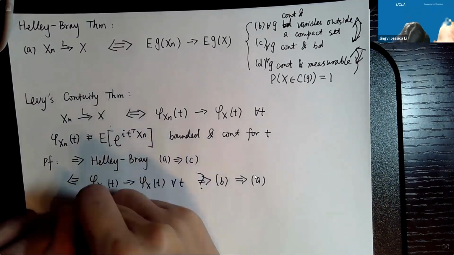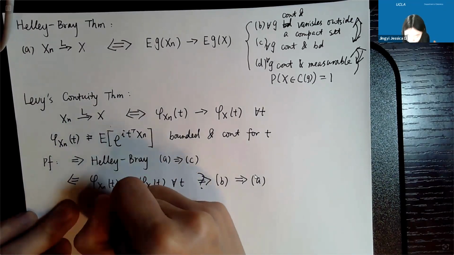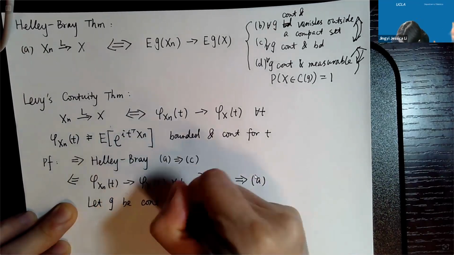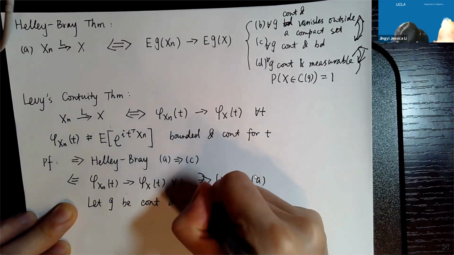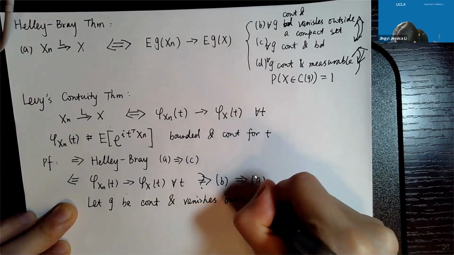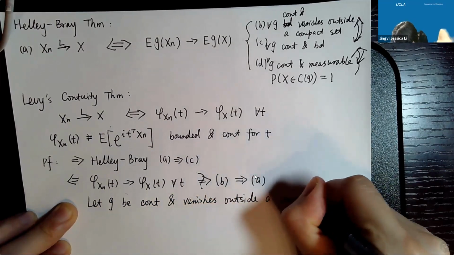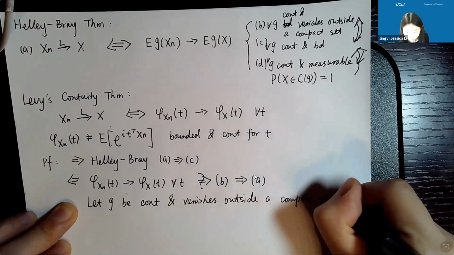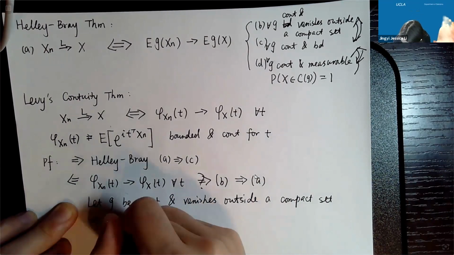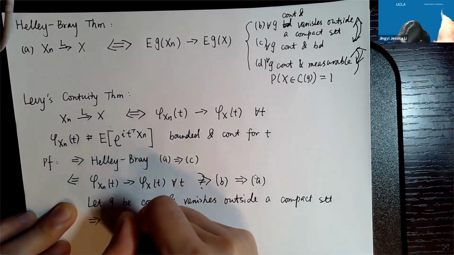So we just let g be continuous and vanishes outside a compact set. Okay, so basically what we say is that g is actually bounded. So this will actually give us two things. One is g is bounded.